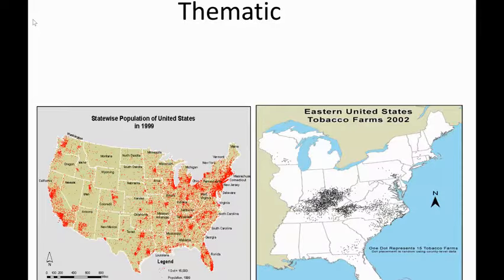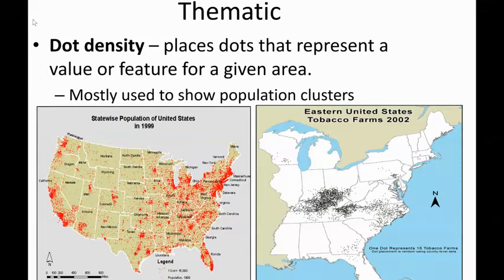Okay, some other types of thematic maps that we're going to look at this year. One of them that you'll see quite a bit in this class will be what's called a dot density map. And you can see clusters of dots. And typically there will be some sort of legend or some sort of piece of information that will tell you what those dots represent. So you can see on the one on the left, you're looking at population in the United States. And then the one on the right, you're looking at tobacco farms. And so one of those dots represents 15 different tobacco farms in the United States. We'll use them mostly to show population clusters.